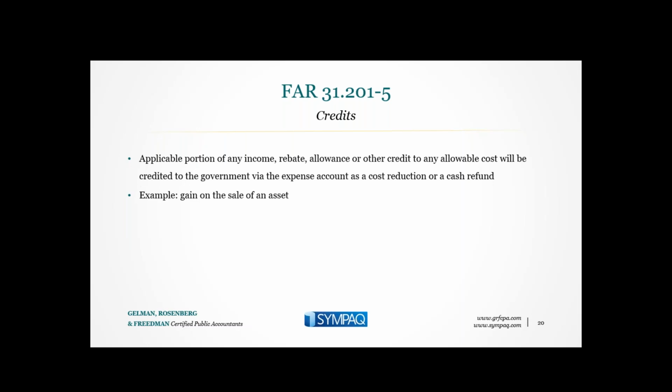An important thing to point out is that the credit applies to any allowable cost. So if you have rental income of $1 million, but the cost of the building is $500,000, the applicable portion of the credit is up to $500,000.